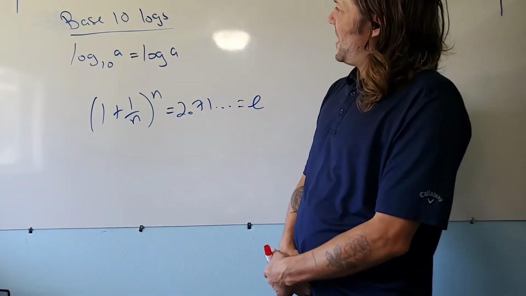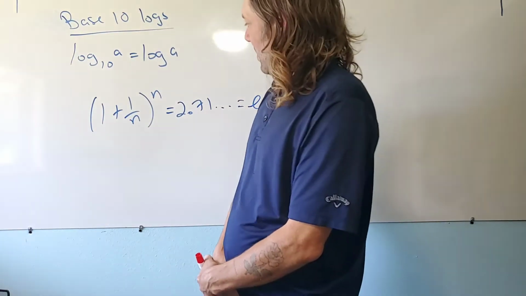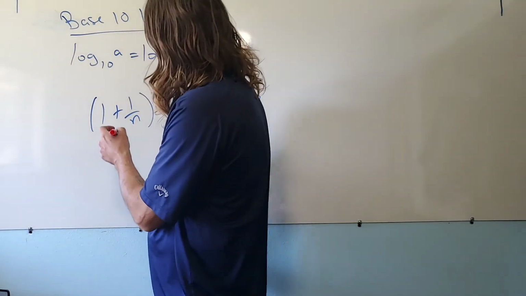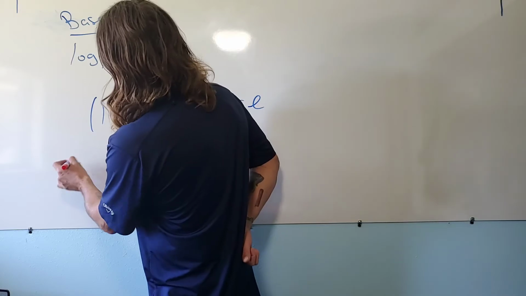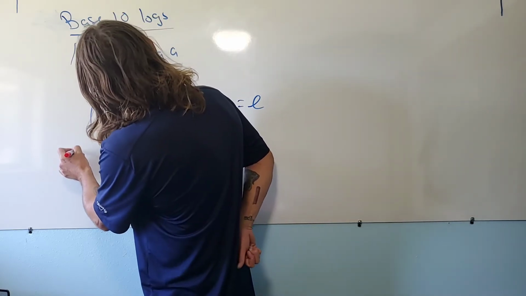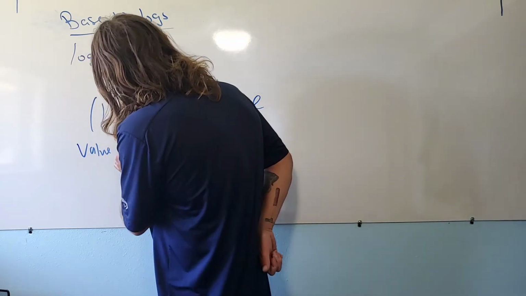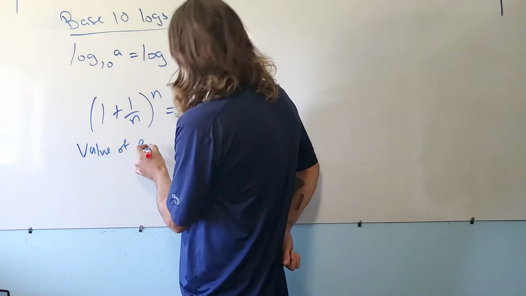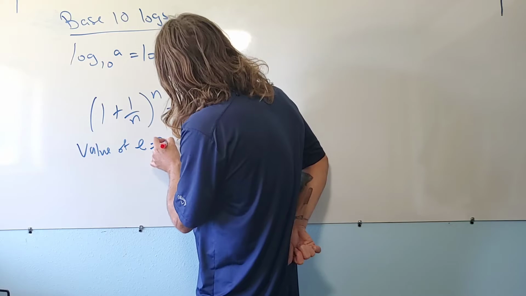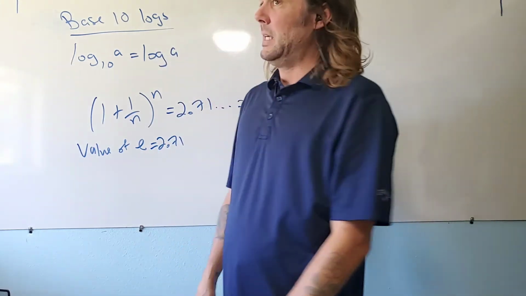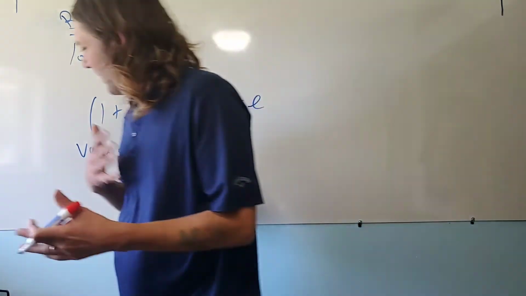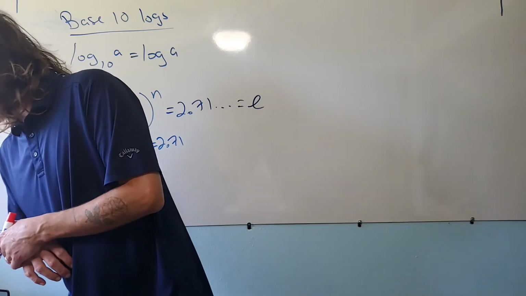So let's add this to our cheat sheet as well. We're going to say that the value of E, we're going to call it 2.71. Again, we don't ever really need anything beyond that.